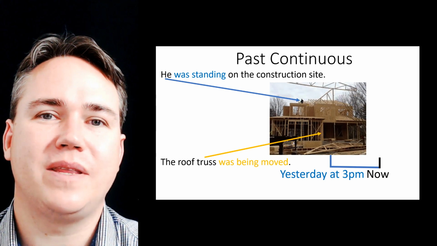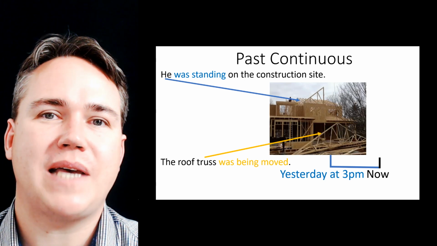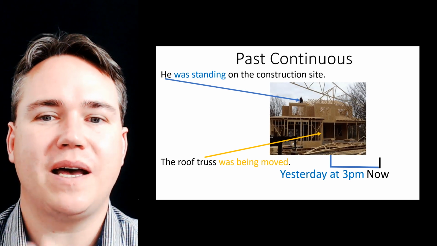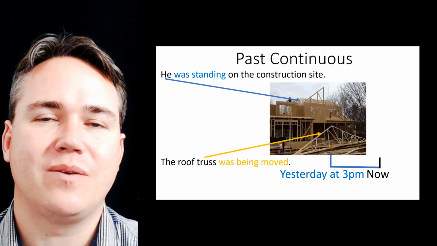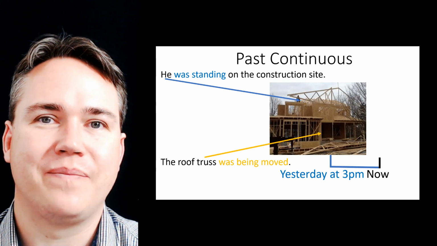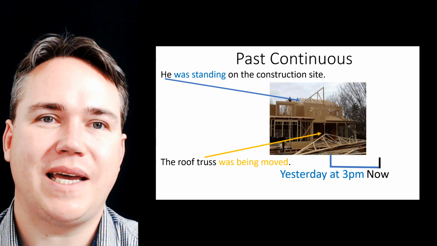Now let's take a look at this. Past continuous. Something that was happening at a specific point in time in the past. Say yesterday at 3 p.m. or yesterday at 9 p.m. or yesterday at 1 p.m. yesterday at 2 p.m.